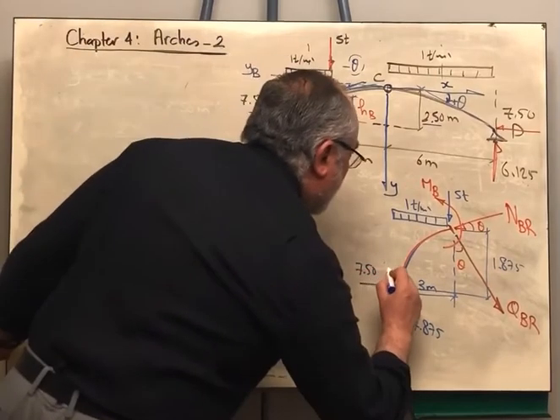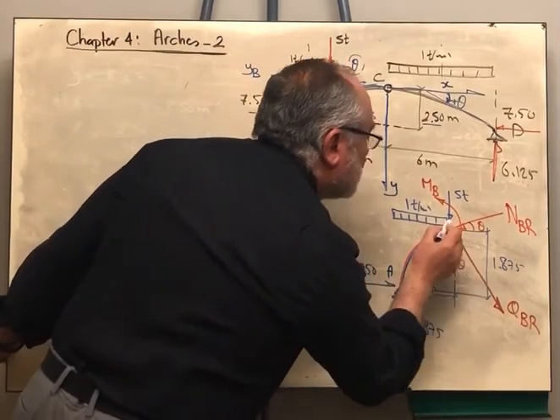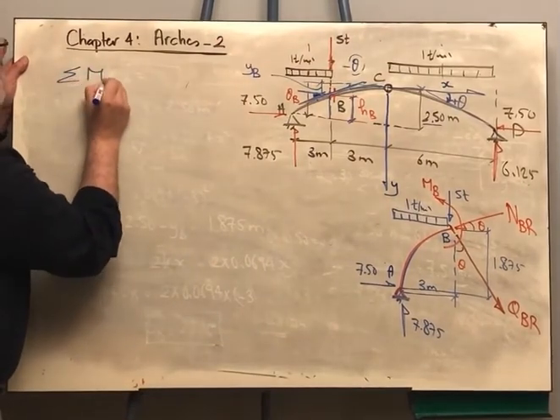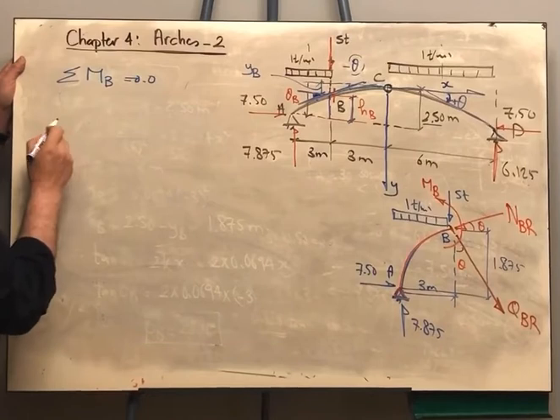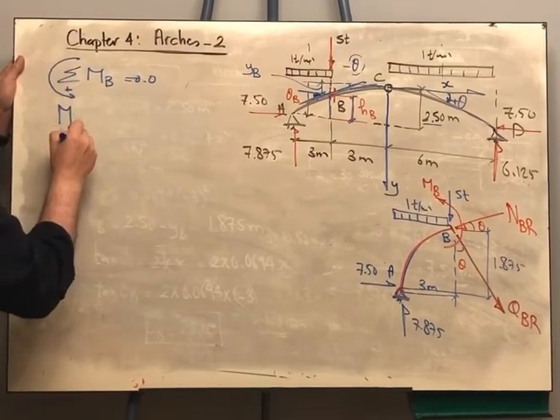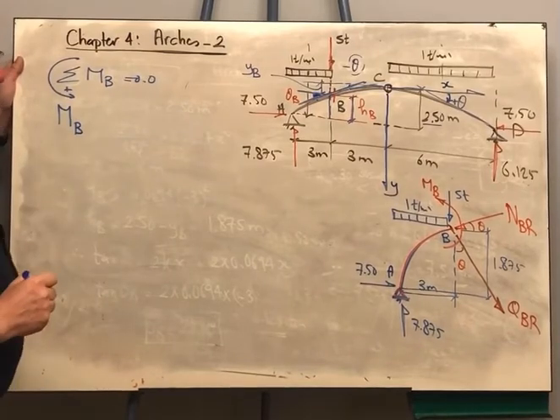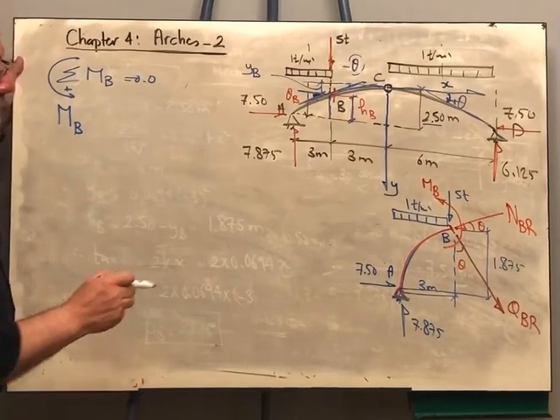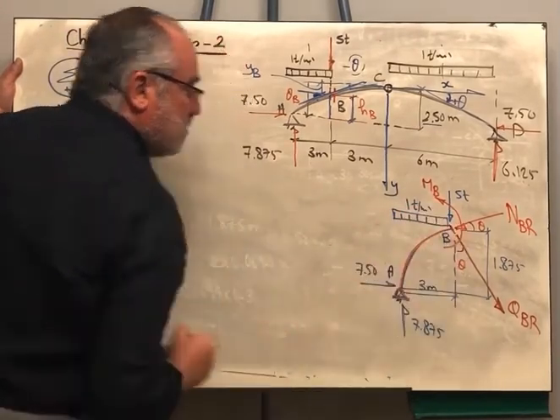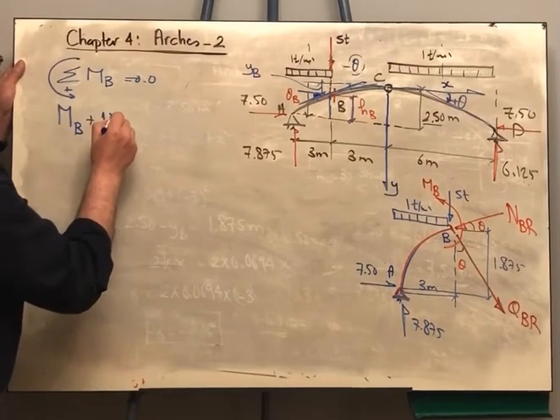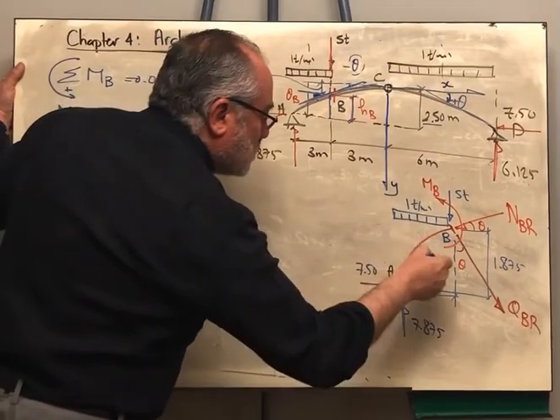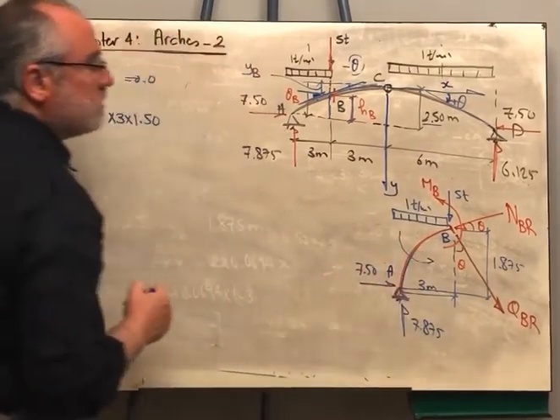Let us take moments about point B to cancel out the effect of the shear and the normal force. So the summation of moments about point B is equal to 0, and this would be the positive direction. I am having the internal moment MB that I want to get, and the distributed load is rotating in the same direction. So it is plus 1 by 3 by 1.5. The horizontal reaction is also rotating in the same direction.